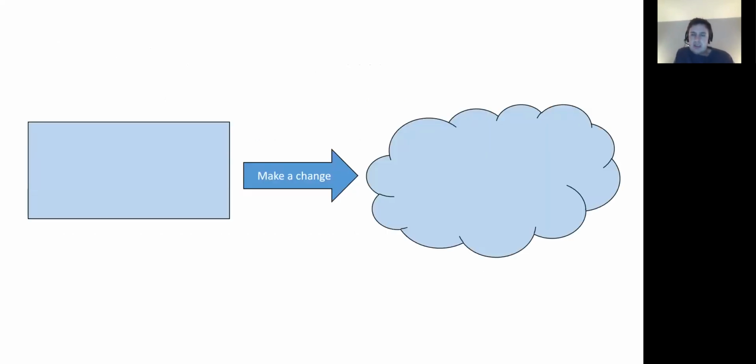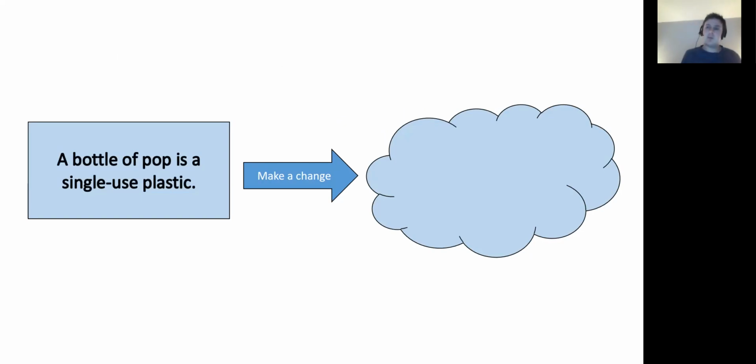And on the worksheet that's attached, you're going to see this diagram, okay? In the left-hand box, you're going to think of a single-use plastic like this. A bottle of pop is a single-use plastic. So I'm thinking, if I went and bought a bottle of Pepsi or something from the shop, that is a single-use plastic. But how can I make a change in my life to help the environment?